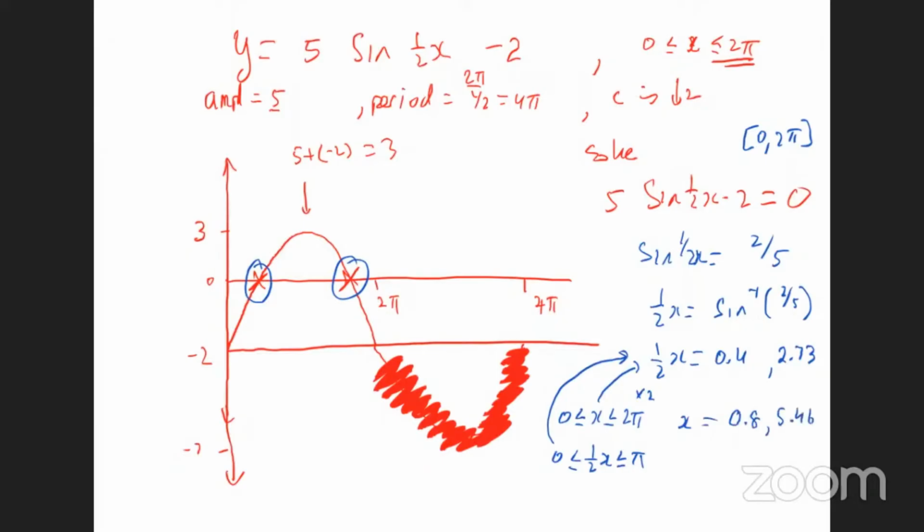Right, so those are your two answers here. This answer here is 0.8. This answer here, 5.46. So I'm just trying to show you how graphically and mathematically the solution is supposed to coincide, right?